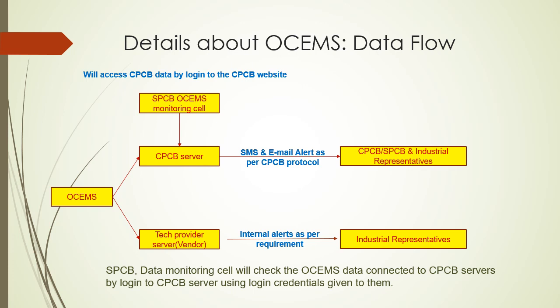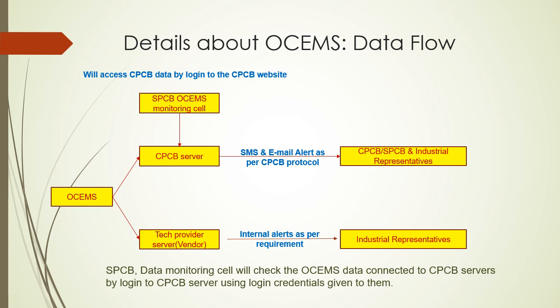So right now in Karnataka, there is no server wherein data goes directly from the organization to the SPCB. In the case of Karnataka, it's the Karnataka State Pollution Control Board, and there is no server at the Pollution Control Board right now. So it will go directly to the CPCB server. However, there is an OCMS monitoring cell at the SPCB, which will have all the detail access of the CPCB server.